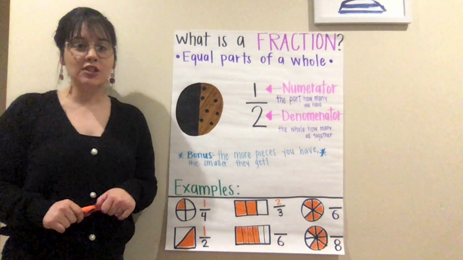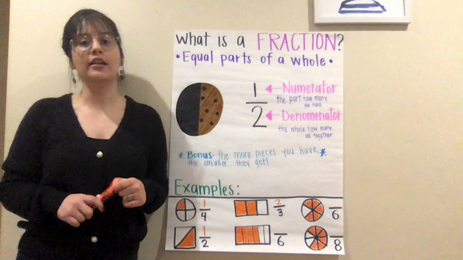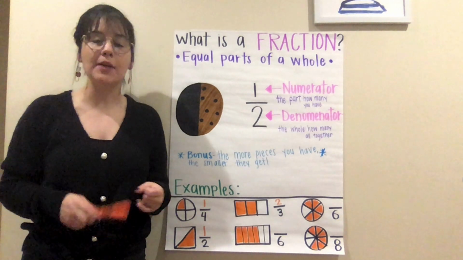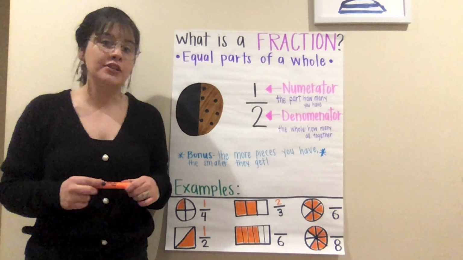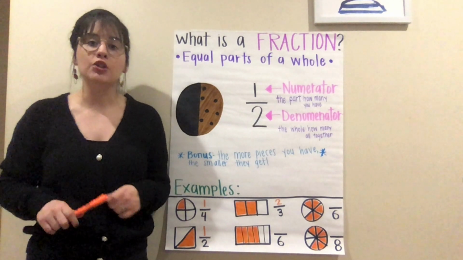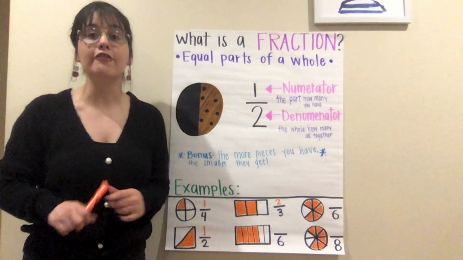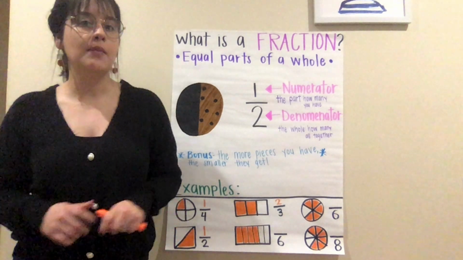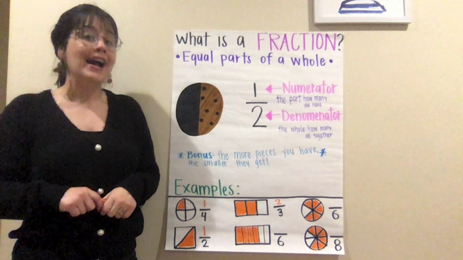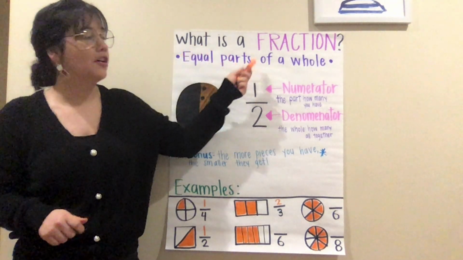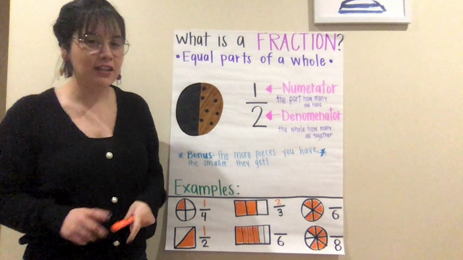Hi, second grade. So yesterday we spent some time talking about what it means to divide shapes into equal and unequal parts. We also learned that whenever we divide a shape into equal parts, it's called a fraction. Let's talk a little bit more about fractions today. So what is a fraction? A fraction is equal parts of a whole.